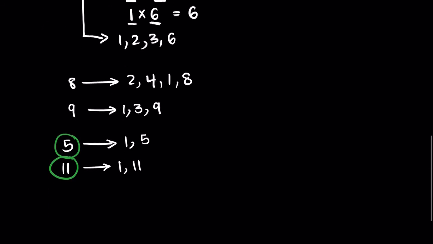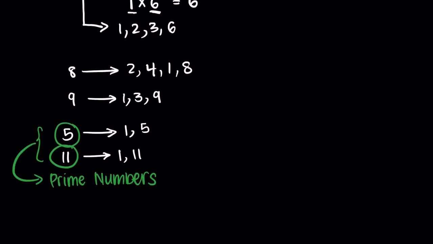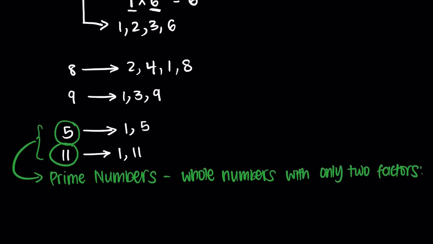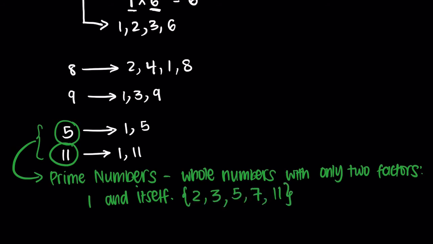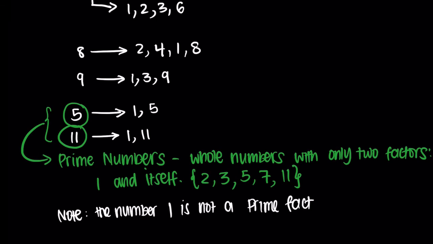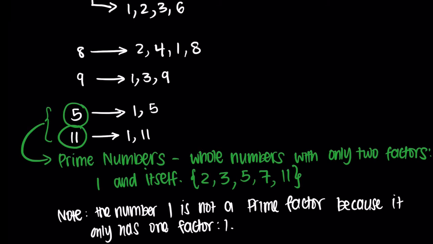They're called prime numbers. And prime numbers are numbers with only two factors, 1 and itself. And a list of the first 5 prime numbers: 2, 3, 5, 7, and 11. A very important thing to note is that 1 is not a prime number. And this is a mistake I've seen a lot of people make. We have to remember that a prime number is a number with two factors. 1 only has one factor, itself. So 1 isn't a prime number.